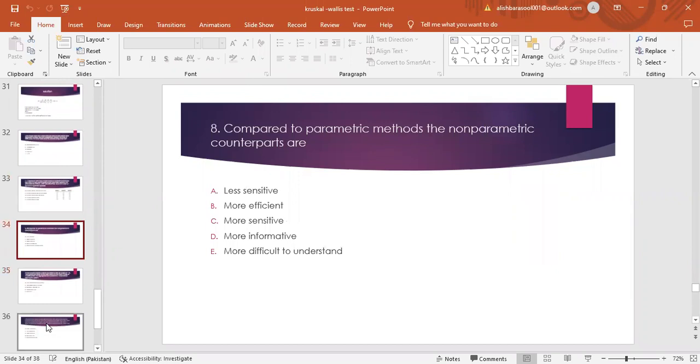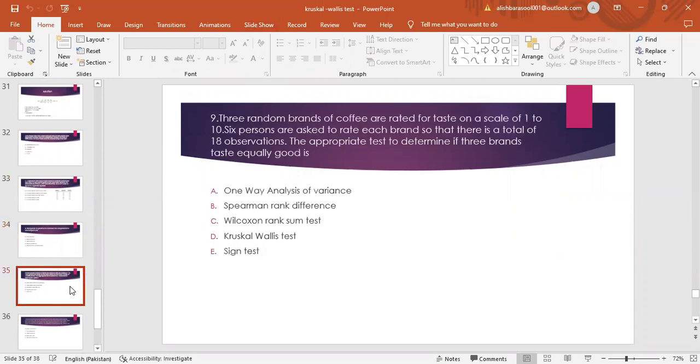Compared to parametric methods, the non-parametric counterparts are A, less efficient, B, more efficient, C, more sensitive, D, more informative, E, more difficult to understand. Alpha. E is the right answer, less sensitive.